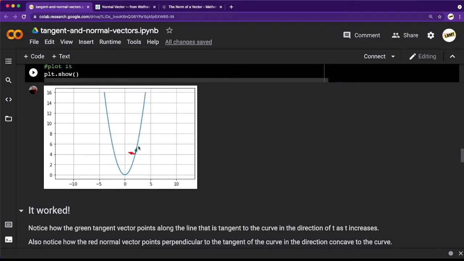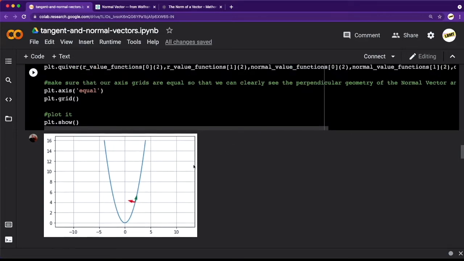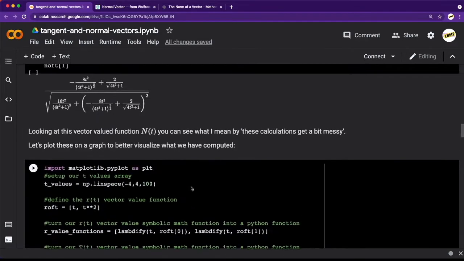The green line here is the tangent vector, so it goes tangent to the curve. The red little arrow is the normal vector. The normal vector is exactly perpendicular to that tangent vector, and it always points concave in to the curve. You can see the concave part of the curve, it's pointed in that direction as opposed to this other direction. So that's what we mean by tangent and normal vectors.